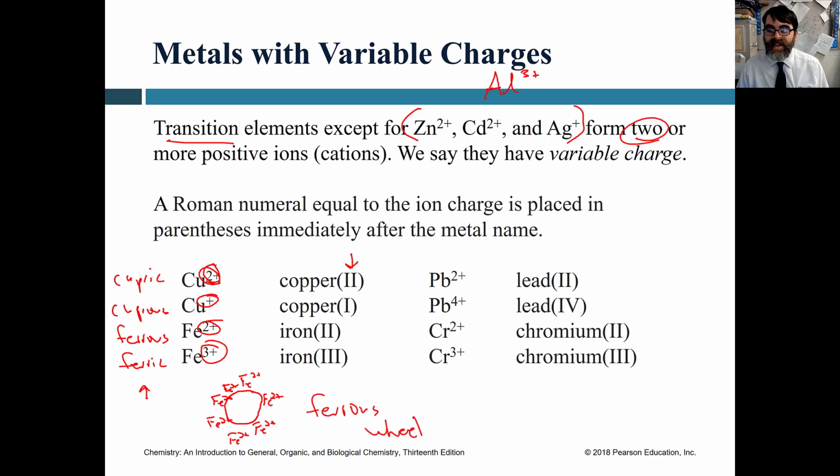The Roman numerals here tell us the charge. The awkward thing is frequently, because we do the crisscross thing, that is going to end up as the subscript on the other piece. But it is not the subscript on the metal, it is the charge on the metal, or more specifically, the cation, that gives us the Roman numeral.